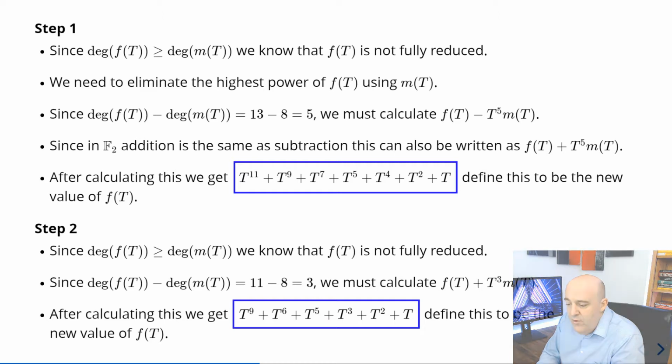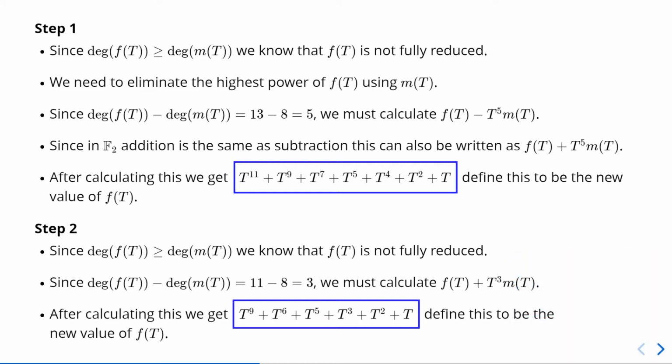And then we just keep going like that. We look at the degrees. The degree of f of t is still greater than or equal to the degree of m of t. So we subtract those degrees: 11 minus 8 is equal to 3. And so we calculate f of t plus t cubed times m of t this time. The powers of t to the 11 cancel off, and we end up with a 9th degree polynomial. So we're making progress. The degrees are going downwards.